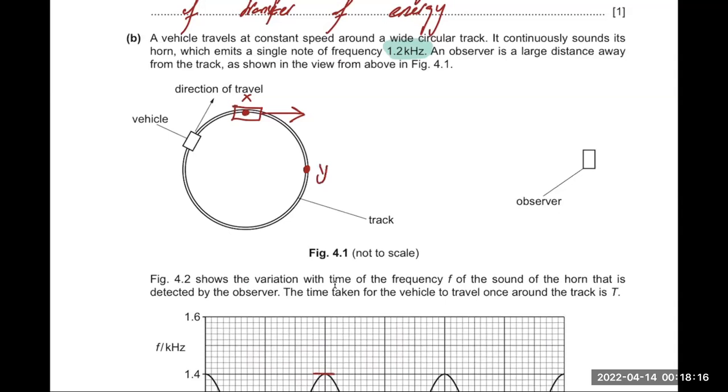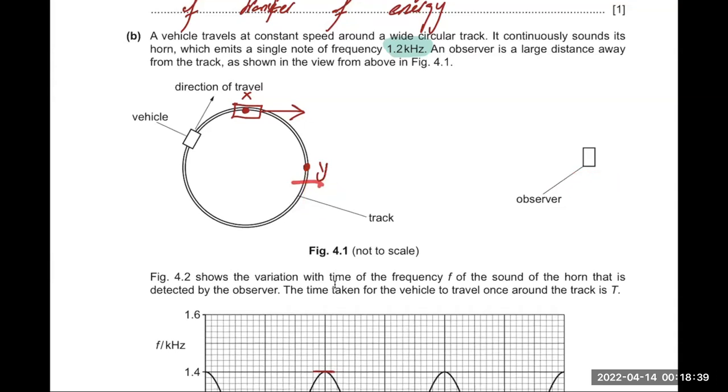Because at this instant, our vehicle is traveling like this. It's neither moving away nor moving towards the observer. So we won't observe a change in frequency. We'll actually observe the actual frequency. Now, one question that's pretty common is, why can't we label Y over here? Obviously, that would also result in 1.2 kilohertz being observed. Whether it's here or here, what will you observe? 1.2 kilohertz. But why won't we label it over here?